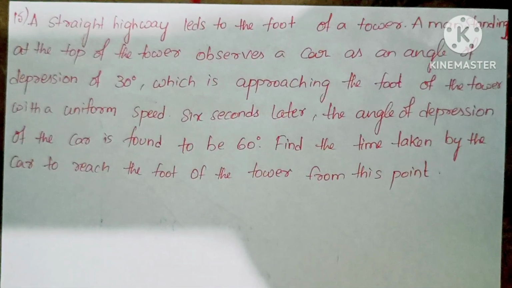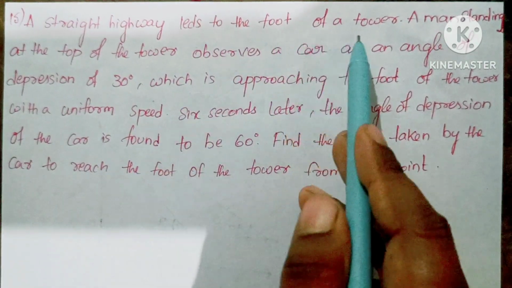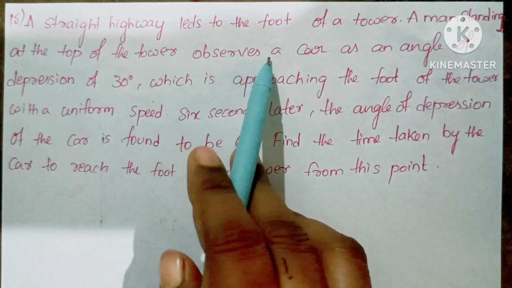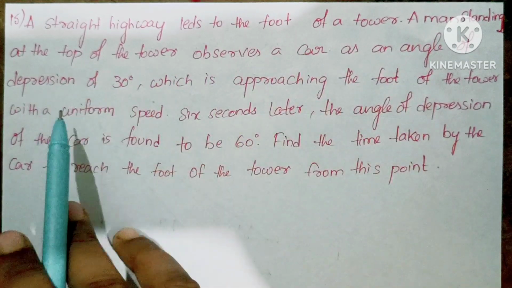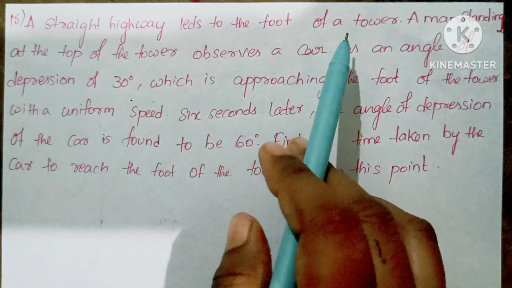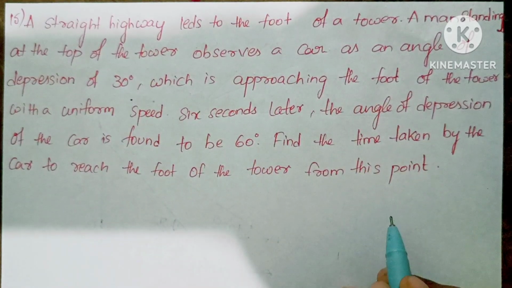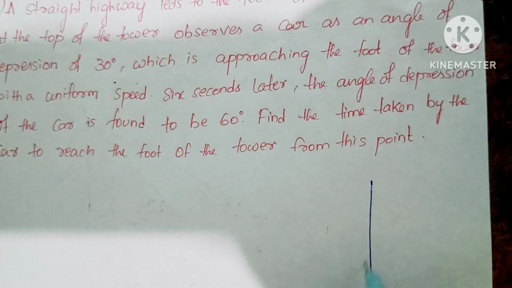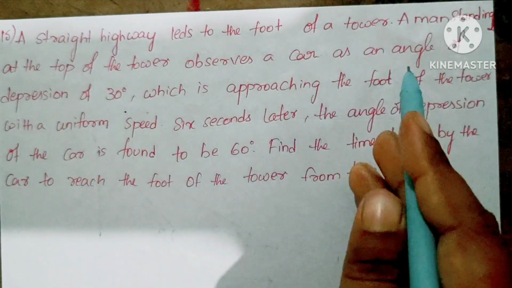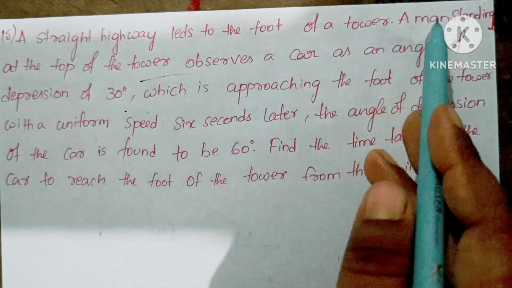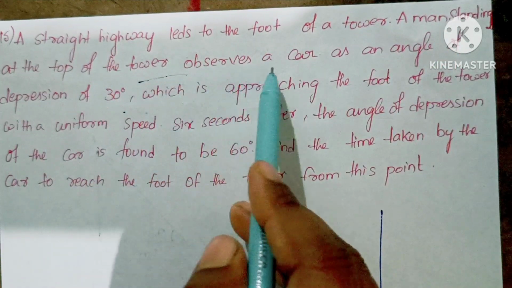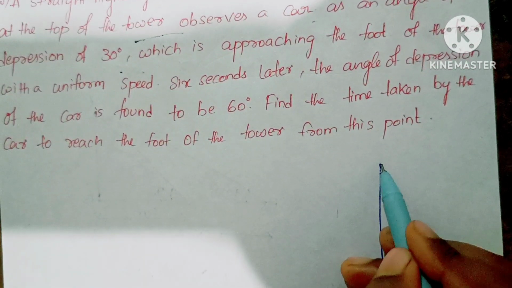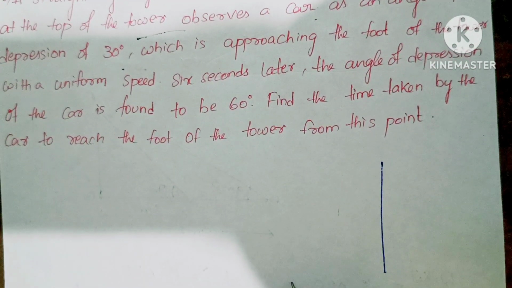Next sum. A straight highway leads to the foot of the tower. A man standing at the top of the tower observes a car with an angle of depression of 30 degrees. So there was a tower. Okay, so I denote the tower in a straight line. So what happened? A man was standing on the top of the tower and observes a car. That means he was at the top of the tower, watching the car which was here.